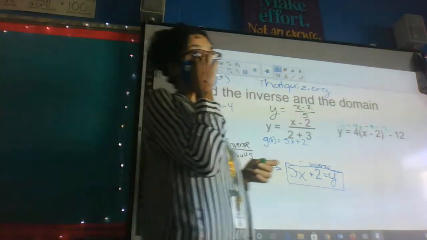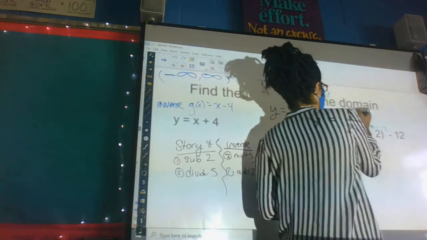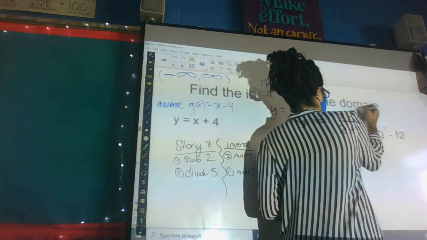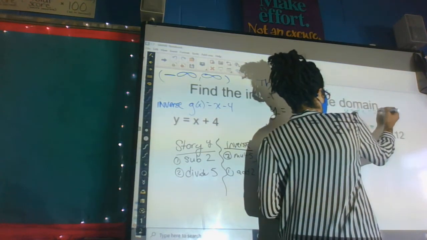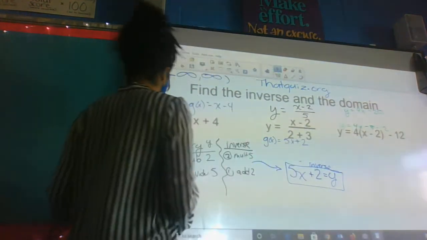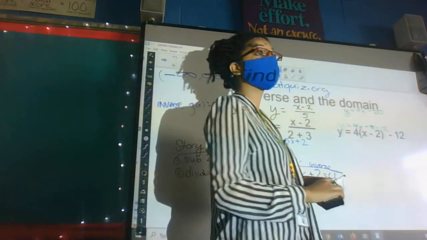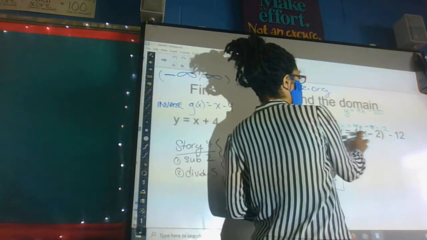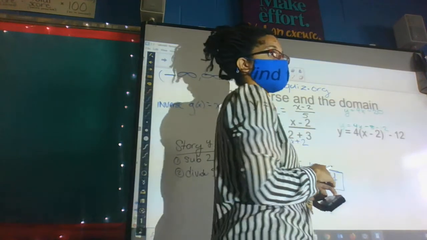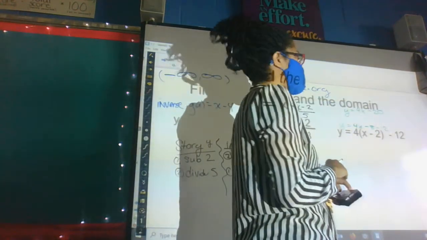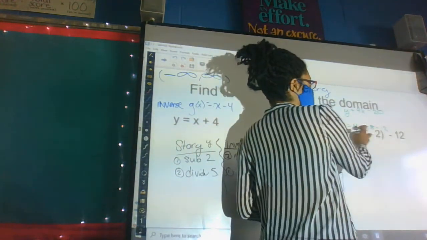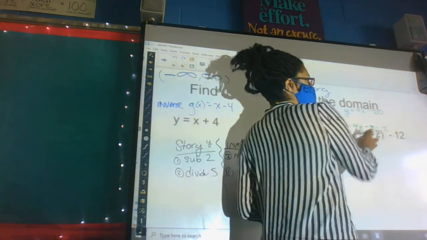Now I want to combine my terms. So our original function is going to be 4x minus 20. Yes? How do you get 8? 4 times 2. So the 4 stays there? The 4 got multiplied to the x, 4x, and the 4 got multiplied to the negative 2.